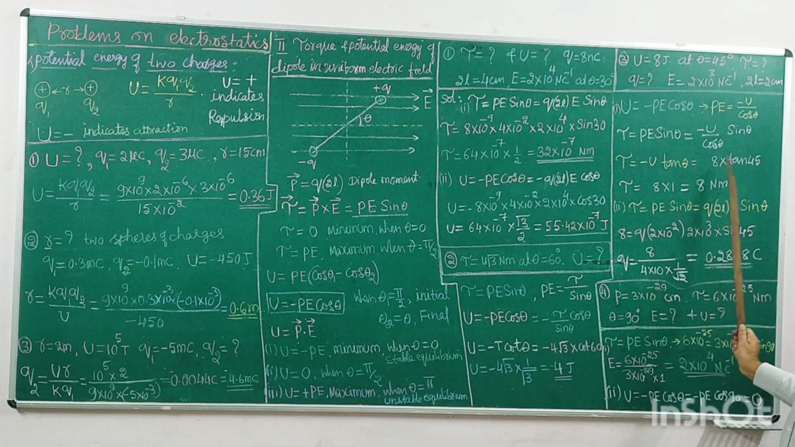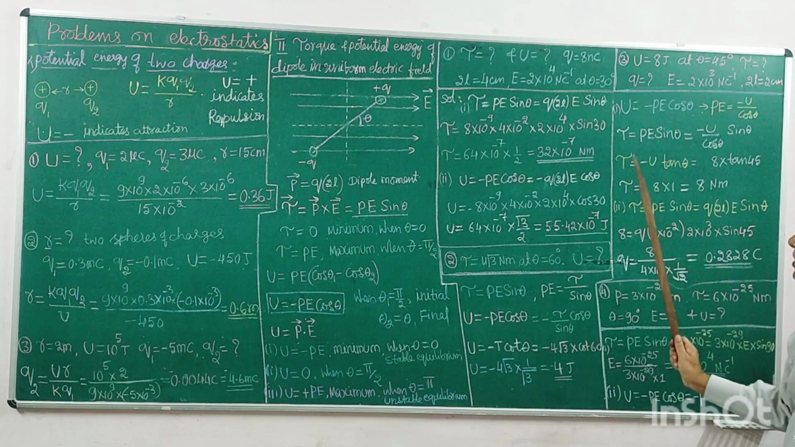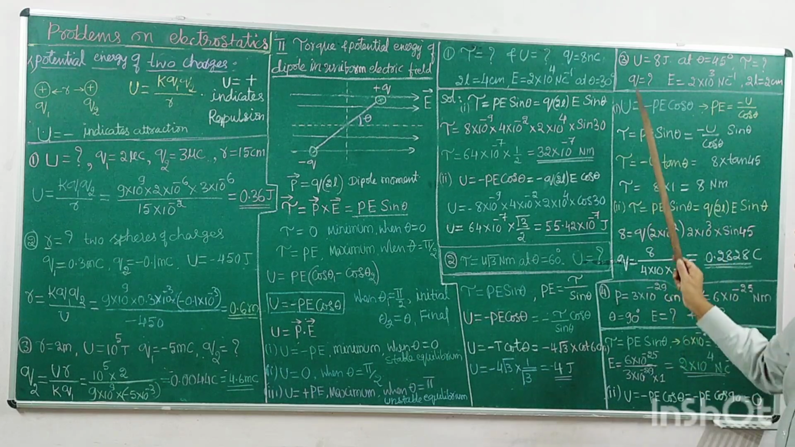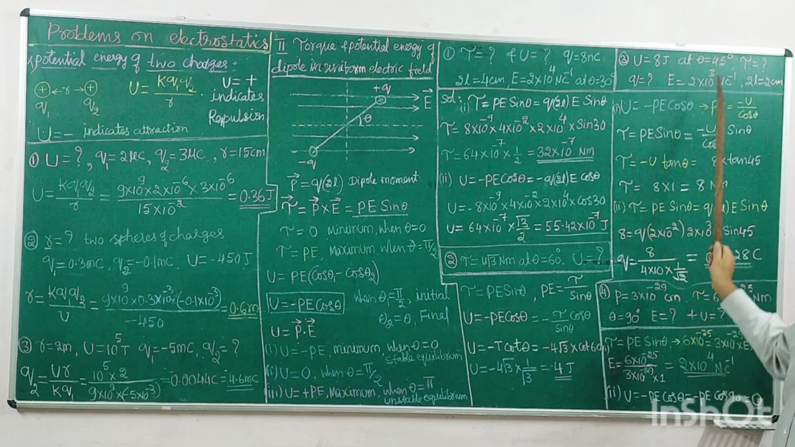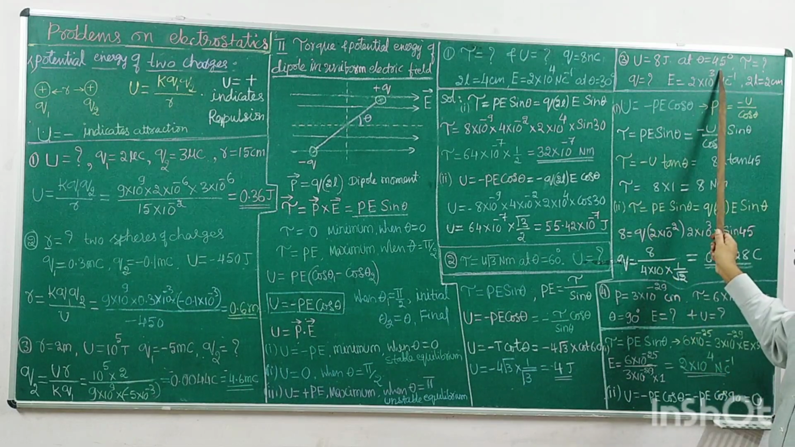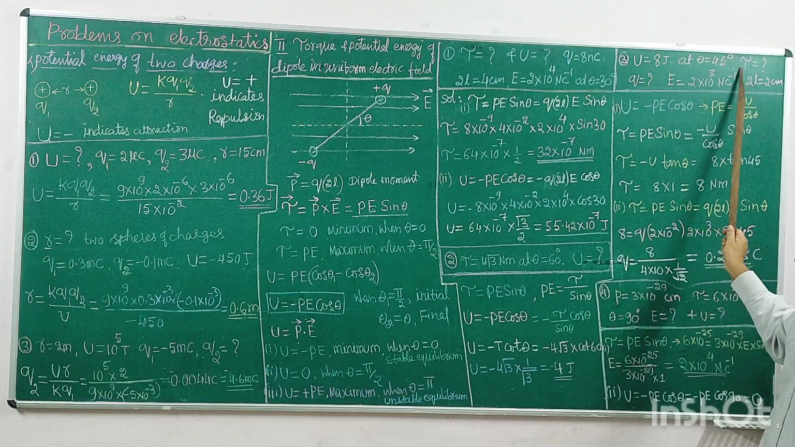So tan theta means tan 45 degrees is given. Tan 45 value is 1. 8 into 1 is equal to 8. But here interestingly, we see that U value is 8 joules. U and T value remain the same because the angle is 45 degrees. So this is what says that if this value is given, this value can be calculated.